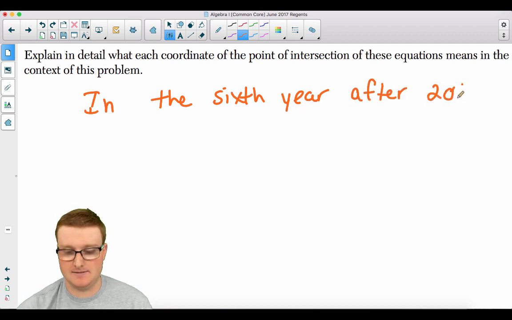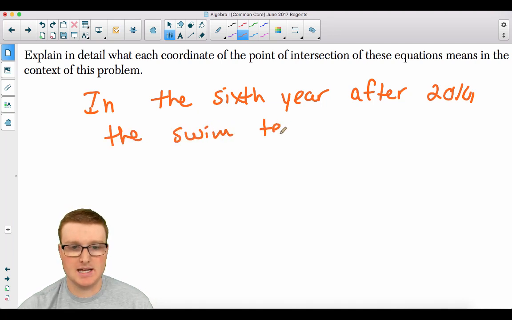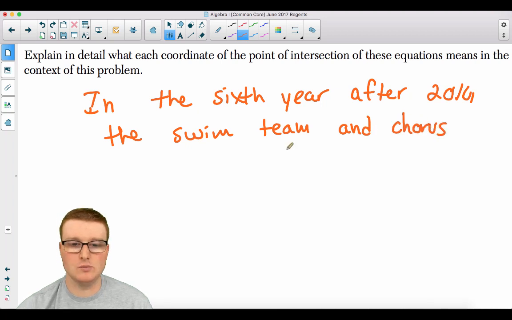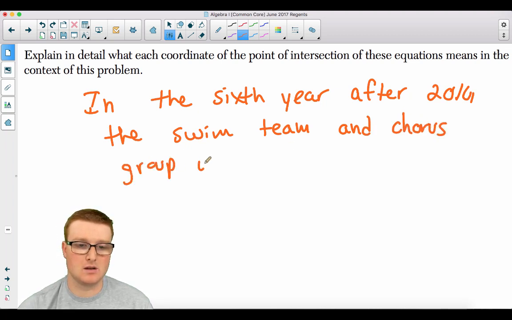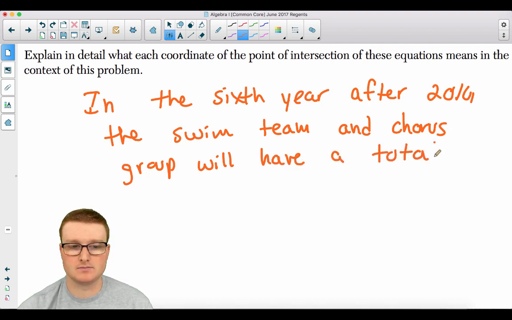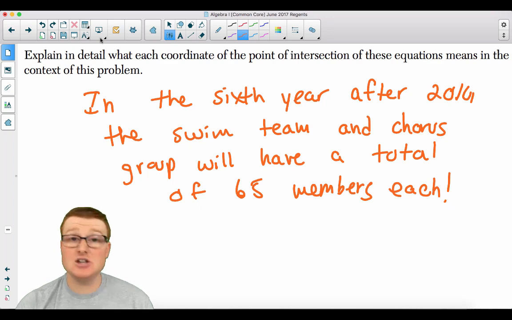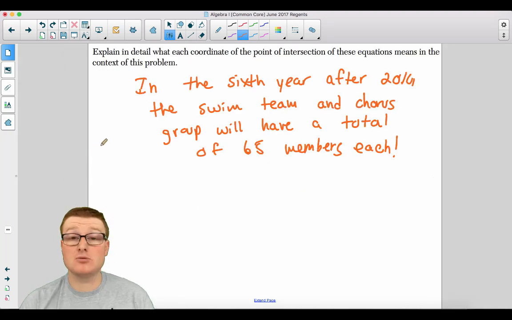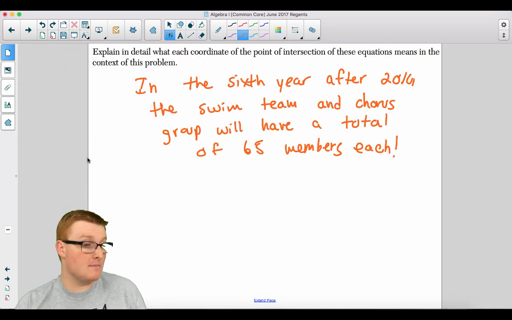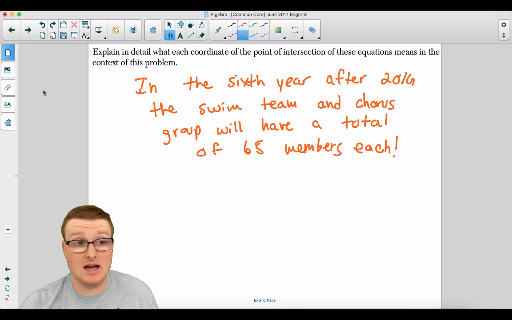Your answer is: in the sixth year after 2010, the swim team and chorus group will have a total of 65 members each. And you're done with that question. Pretty simple last part, in my opinion. I didn't think it was that bad. It could have been a lot worse.